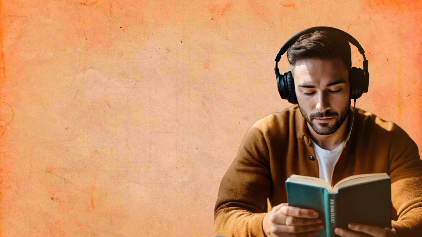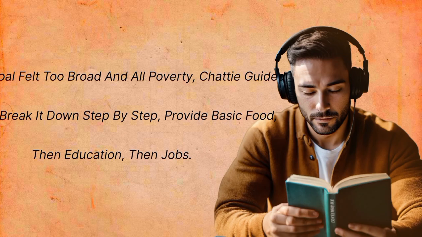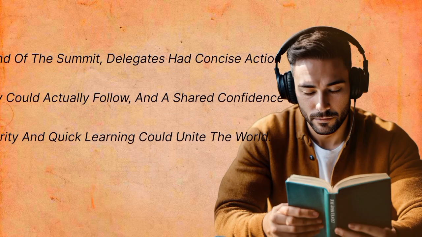Learn Fast. When a goal felt too broad, like end all poverty, Chatty guided them to break it down step by step: provide basic food, then education, then jobs. By the end of the summit, delegates had concise action plans they could actually follow, and a shared confidence that clarity and quick learning could unite the world.